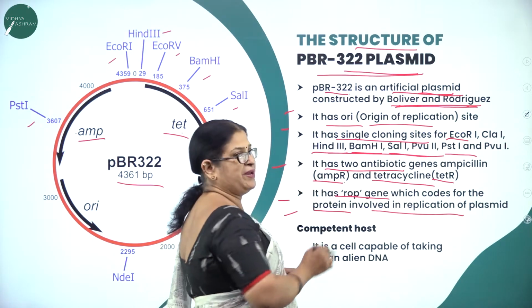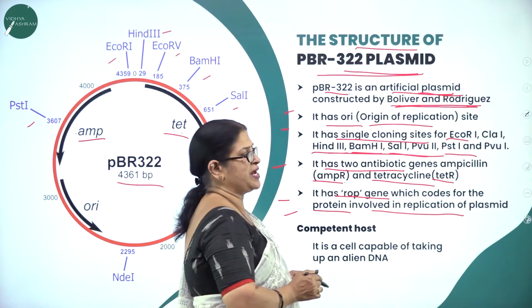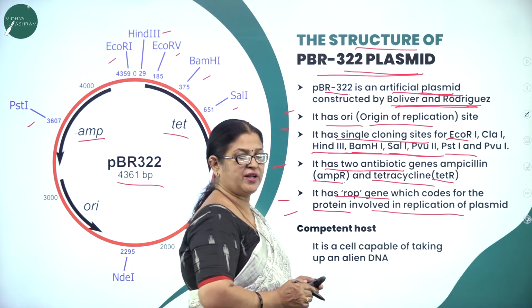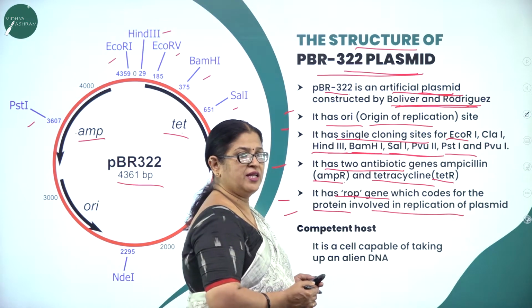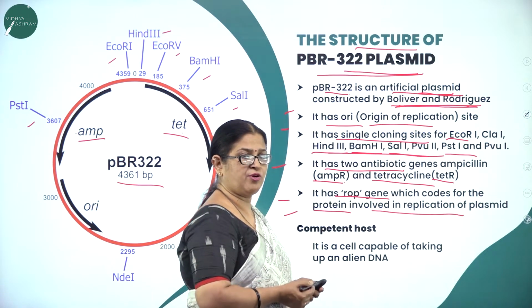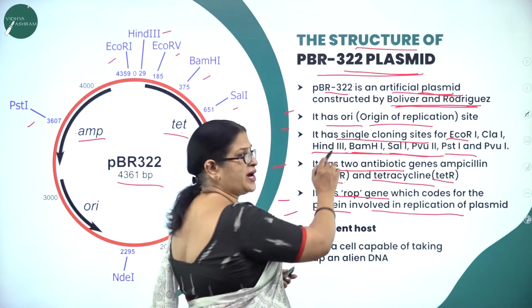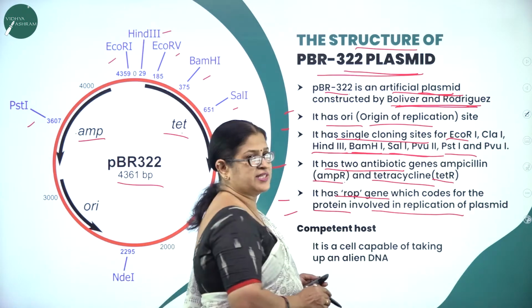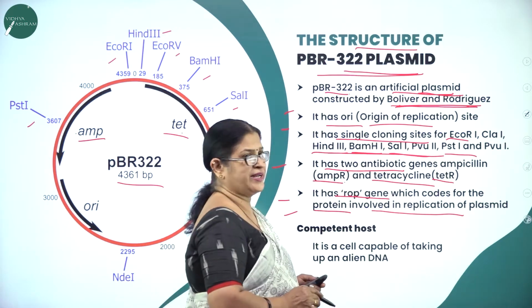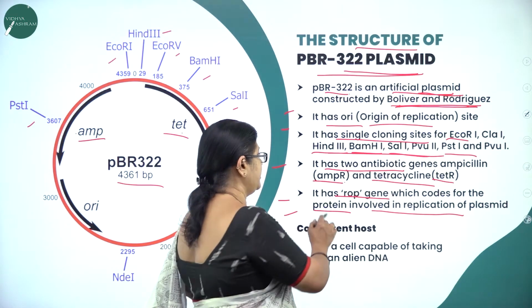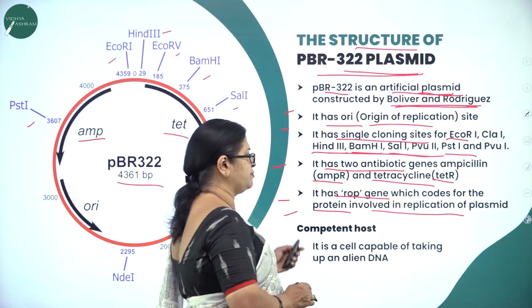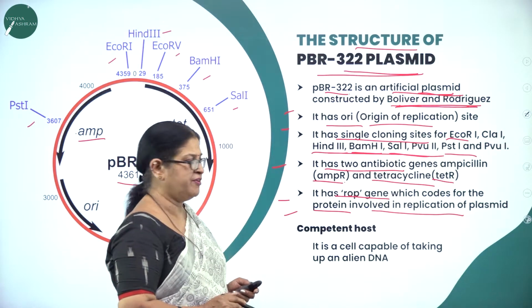I repeat, PBR 322 is an artificial plasmid constructed by Bolivar and Rodriguez, hence the name PBR 322. 322 stands for what? Strain number 322. Then it has single cloning sites. It has ORI site. Then it has two antibiotic genes, ampicillin and tetracycline. Then it has ROP gene which codes for the protein involved in replication of plasmid.